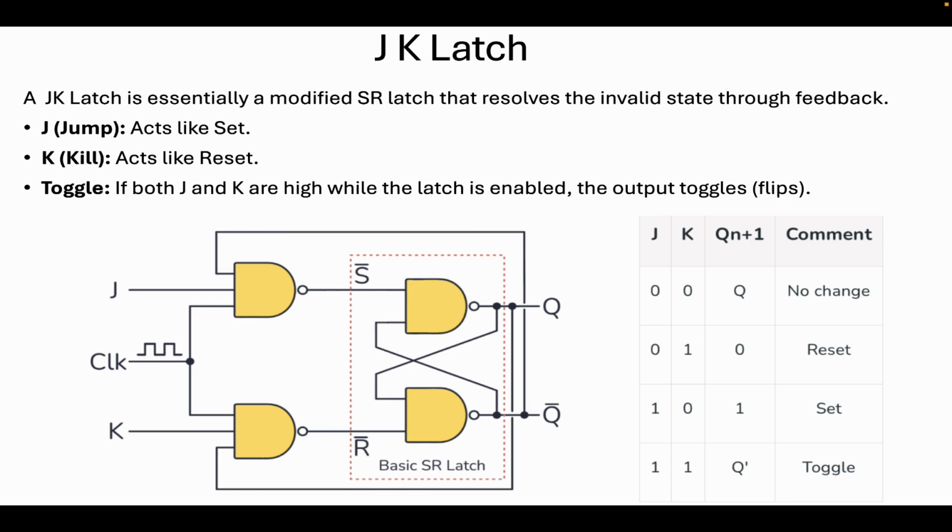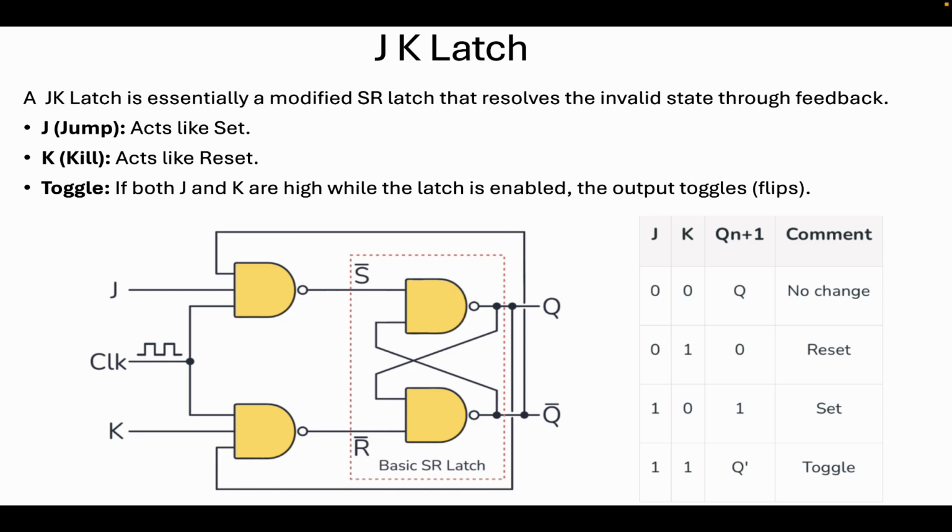Okay. What happened in D latch? We just tried to solve it using a NOT gate. But here you have again two inputs. J acts like set, K for kill acts like reset. If both J and K are high while the latch is enabled, the output toggles. Let us see how it works.